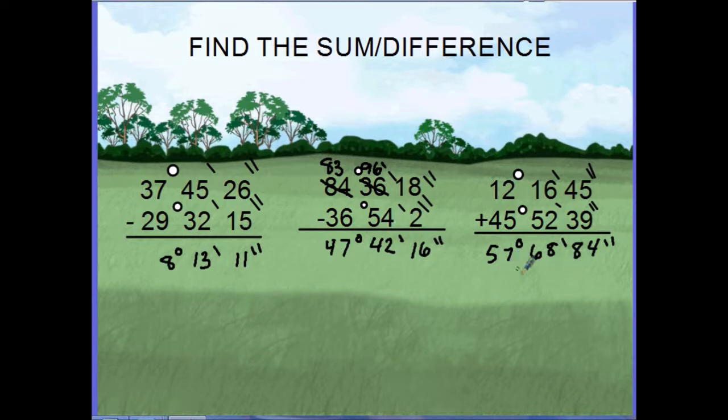Hopefully you said 60. Now if I take away 60 seconds, that's going to leave me with 24 seconds, but 60 seconds is 1 minute, which leaves me with 69 minutes. 69 minutes, I have enough in this column to transfer it over. I can take off 60 minutes, which is going to transfer 1 degree. 58 degrees, 9 minutes, 24 seconds is going to be my final answer.